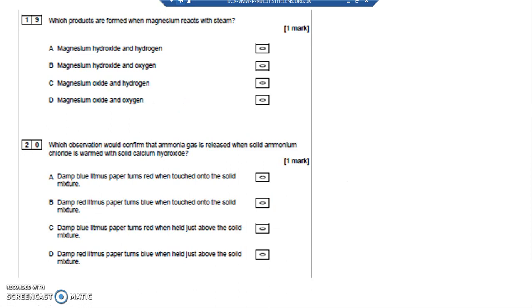Question 19. Which products are formed when magnesium reacts with steam? Again, it's a reaction you need to know. So it's answer C, magnesium and water. So when water is a gas, it makes magnesium oxide as a white solid and hydrogen gas.